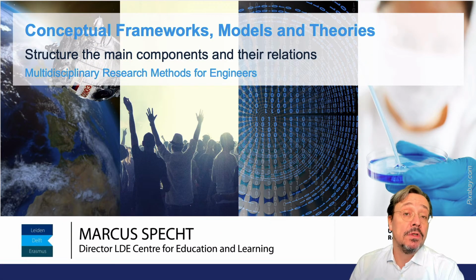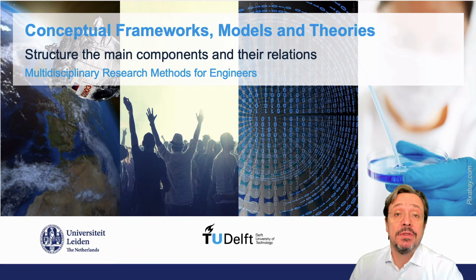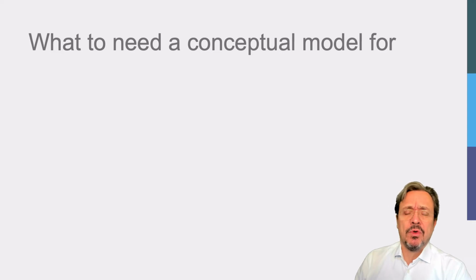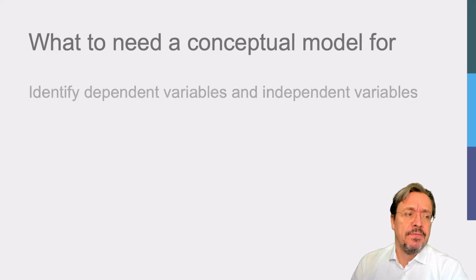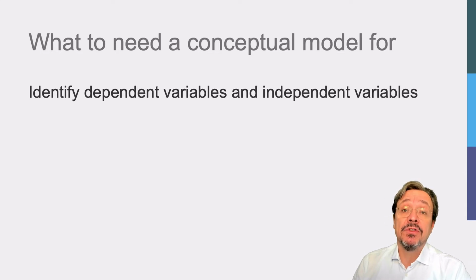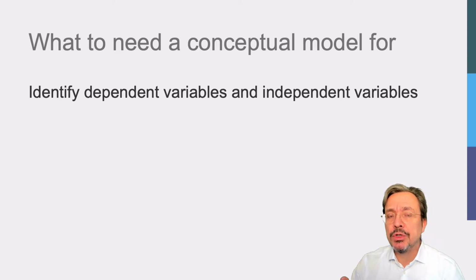Conceptual frameworks, models, and theories. So, how to structure the main components and their relations of your research. First of all, what do we need a conceptual model for, and what is it about? One perspective on it is to identify your dependent and independent variables. I explain these concepts in a minute, but these are the main components in your research, the things you want to observe, the things you want to vary, the things you want to understand.